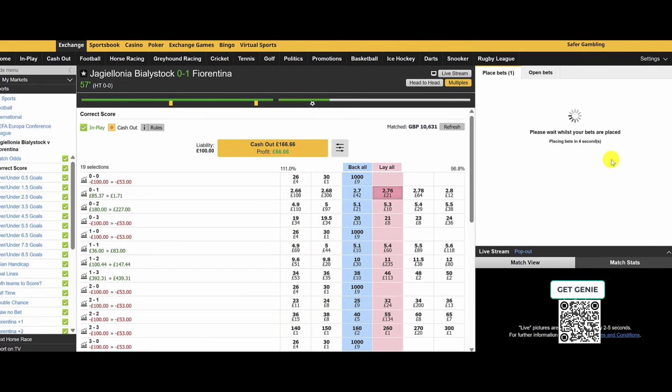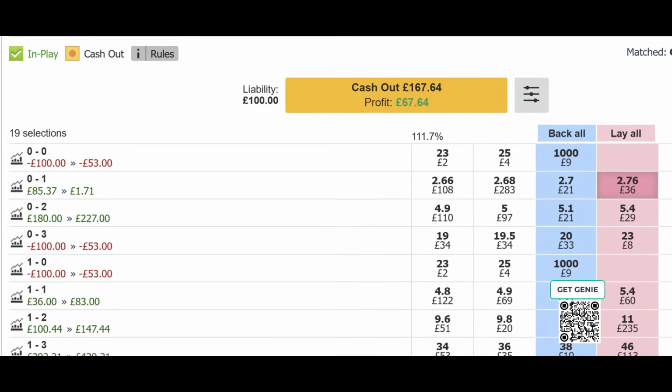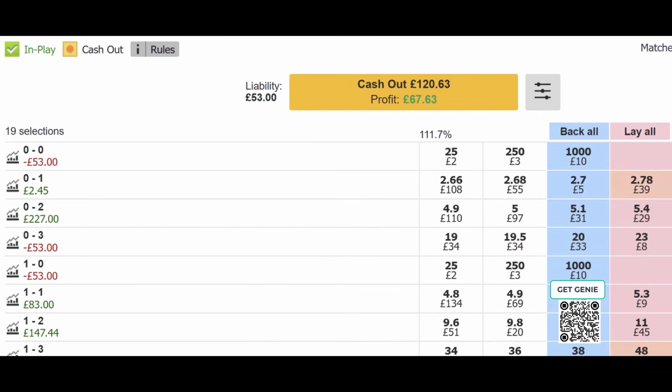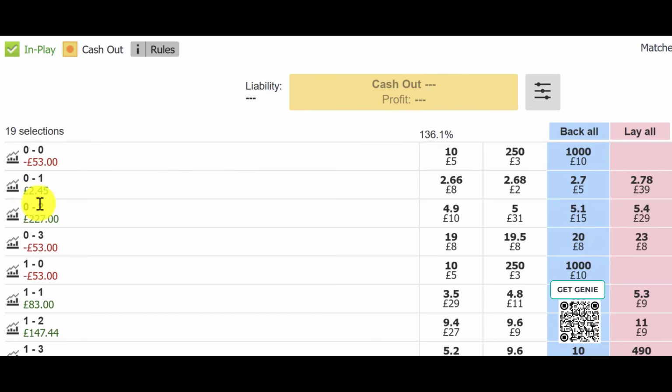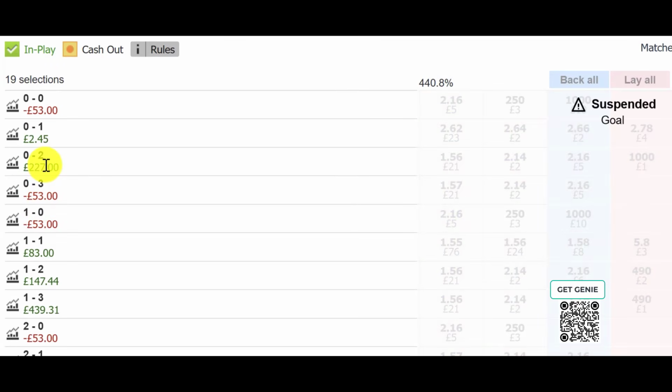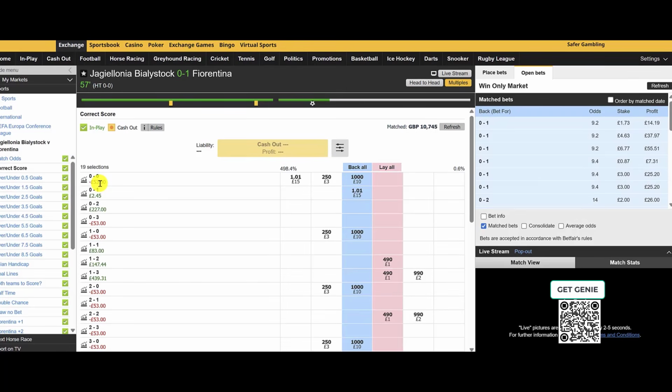They are ahead, but I'm willing to sacrifice all the green we've got on that 0-1 to Fiorentina. Let me just do that and try and see if we can hit the 2-0. And we just had a goal. This is going to be interesting.